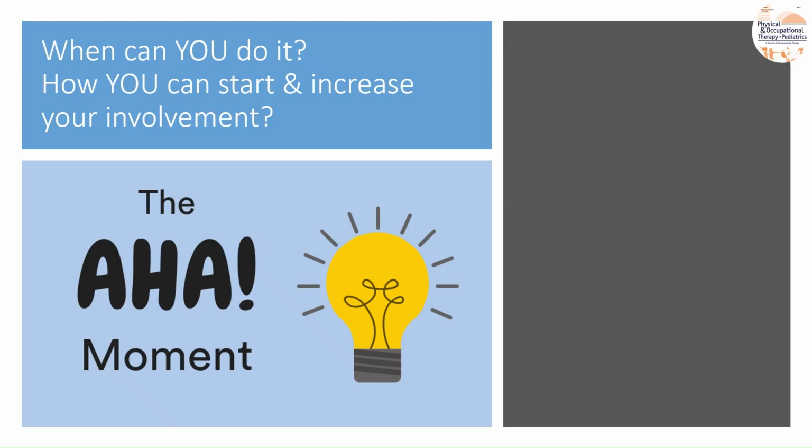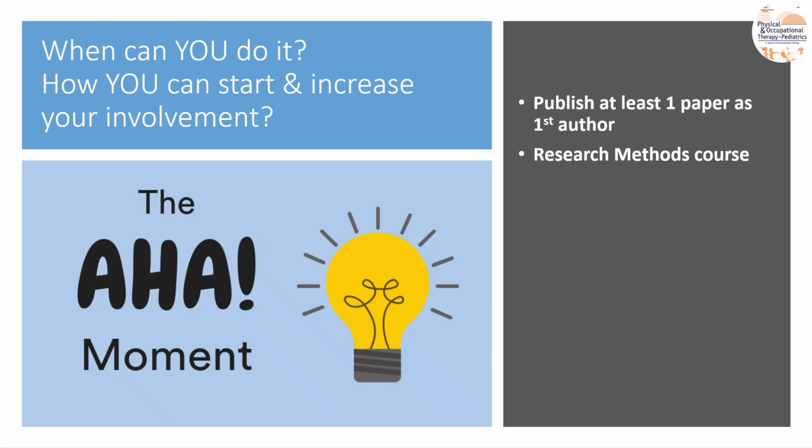So when do you think you can do it? When do you think you can start being a reviewer and also increase your involvement? So I think that you need to publish at least one paper as a first author for you to go through the entire experience of submitting a manuscript, of getting feedback, of adjusting this feedback and resubmitting your paper. I think you need some kind of a research methods course in your background to familiarize yourself with research and the different methodologies that are out there.